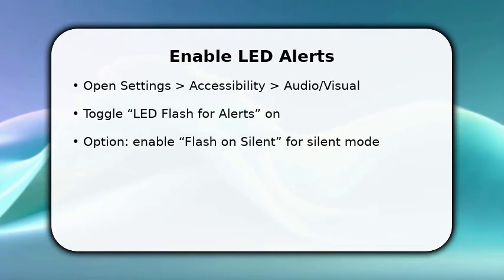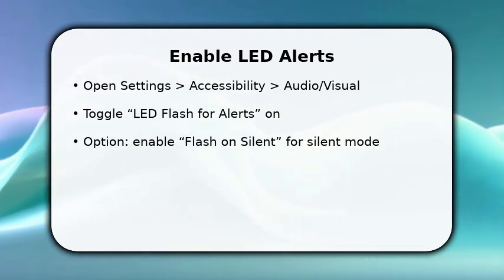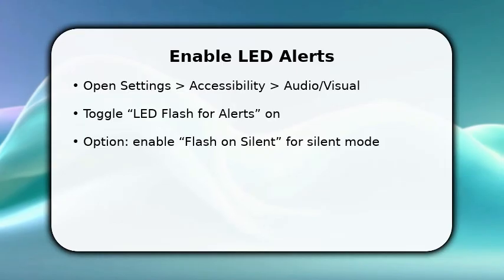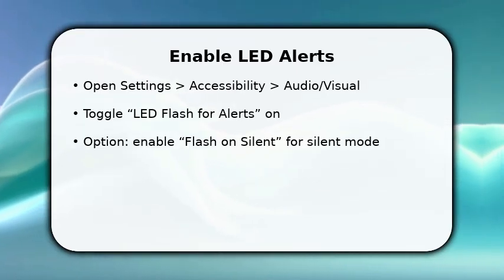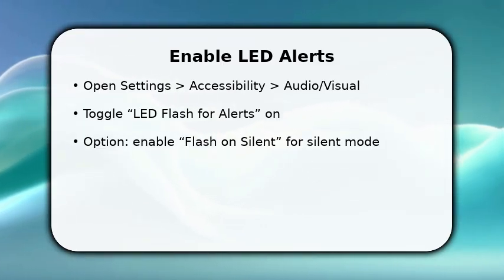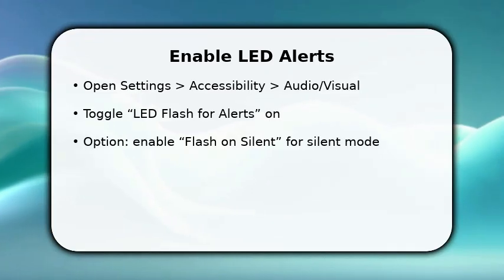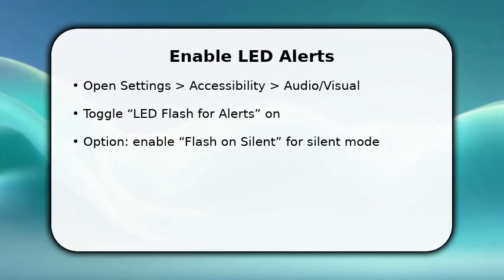Enjoy the video. You'll start by turning on the hardware flash so it can signal notifications. Open Settings, choose Accessibility, then Audio/Visual. This gets you to the LED controls. Toggle LED flash for alerts to on so the camera flash will fire for incoming alerts.